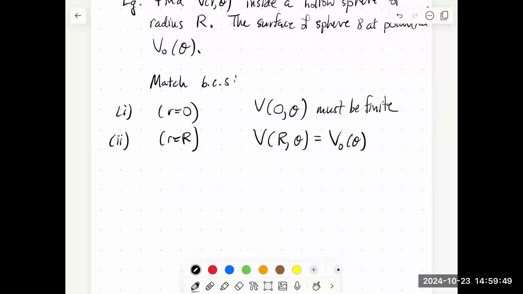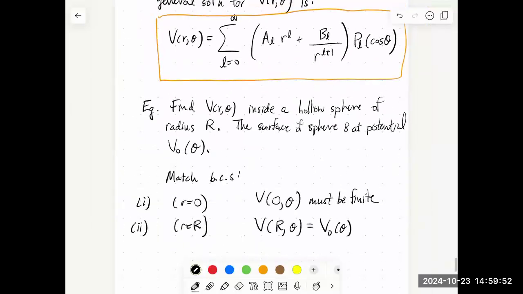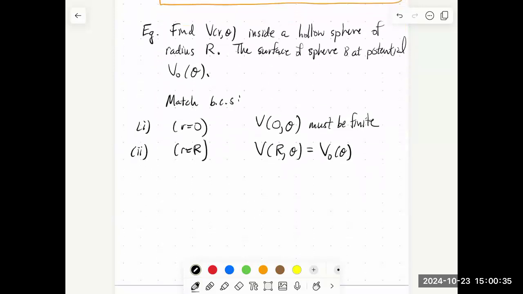Okay, so let's look. What does this first boundary condition tell us about either the A or the B coefficients? Which one has to be 0? A. B. AL has to be 0. Well, what we're trying to avoid is the potential diverging when we set R equal to 0. B. Yeah, so here we're dividing by R to the L plus 1. So if I put in R equals 0 there, then that whole term explodes. And so that's not good.